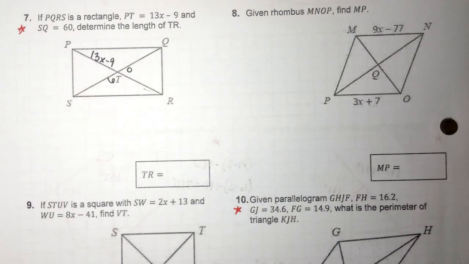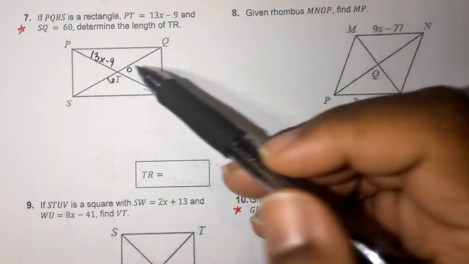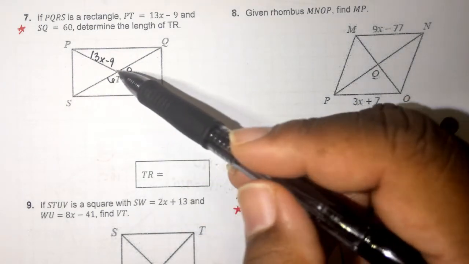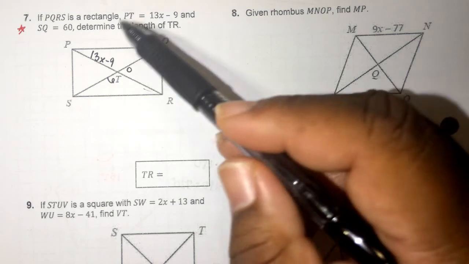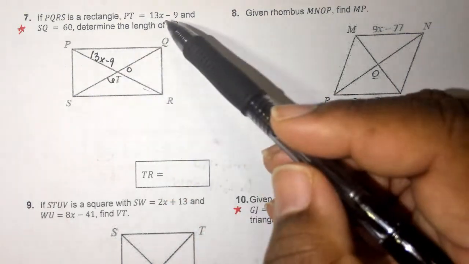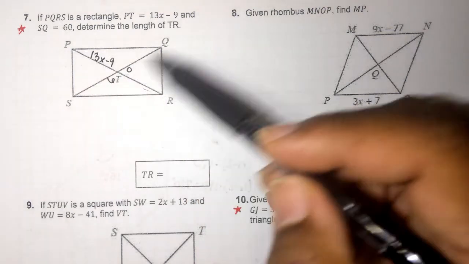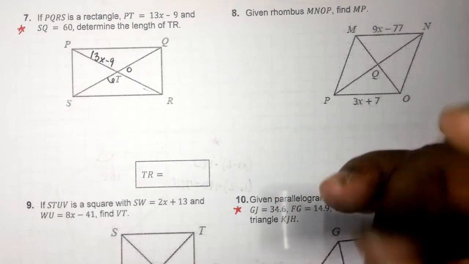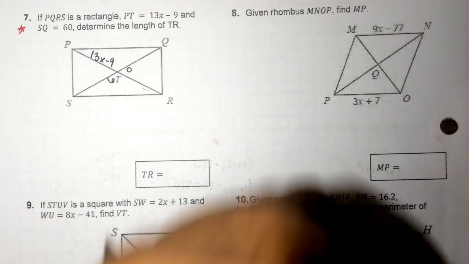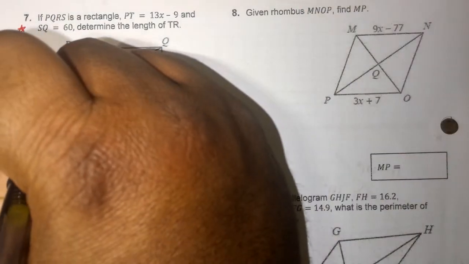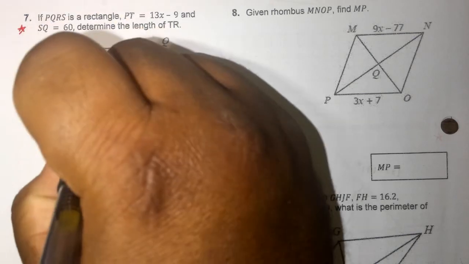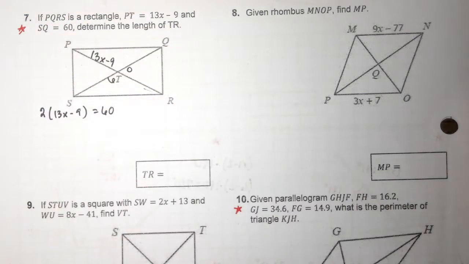You need to make sure you come up with a strategy to be able to solve this. The strategy is pretty simple too. From P to T is half of this diagonal in this rectangle, 13x minus 9. SQ is this whole diagonal. So to write an equation, you should know you can't say these two things equal to each other because they're not equal. PT is half of SQ. If that's the case, then you need to double this expression they give you for PT. So my equation would be this to solve for x. 2 times 13x minus 9 equals 60. I'm doubling PT.